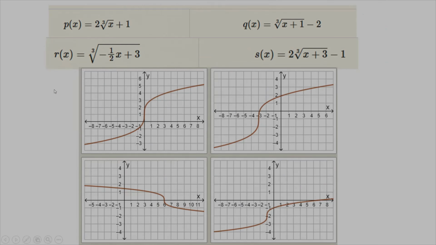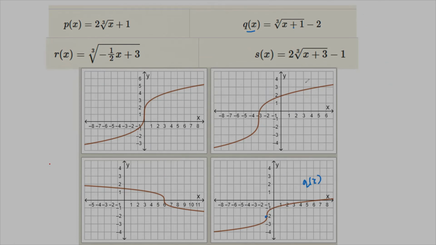Okay, now this one, you have to match. Let's start with the easiest one. This one, q of x, is just 1 to the left and 2 down. Which graph moves 1 left and 2 down? This is not 1 left. This is not 1 left. This is not 1 left. This is 1 left and 2 down. So this is q of x.